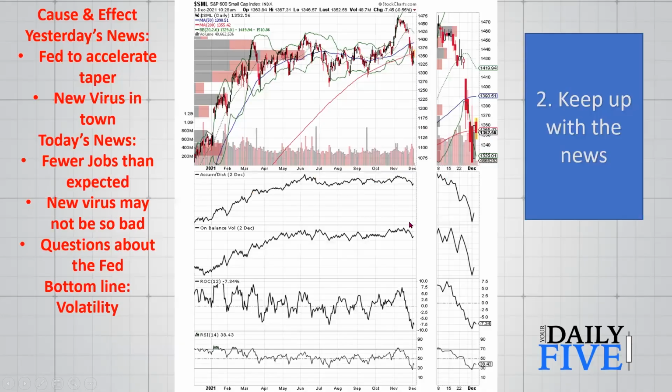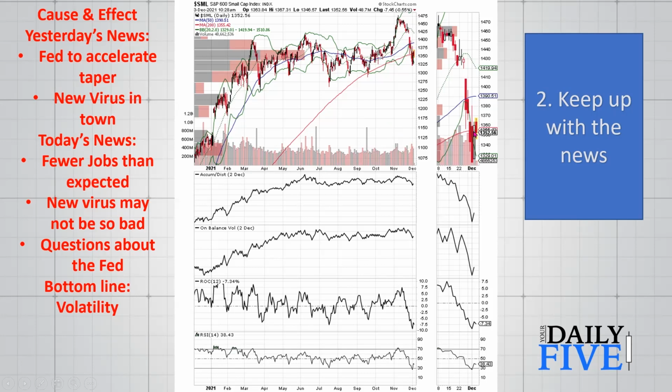Now, the news cycle is an important part of what goes on during corrections. And so we want to look at the cause and effect. For example, yesterday's news: the Fed was going to accelerate taper. There's a new virus in town. So what we see is the small cap stocks were trying to consolidate. They took a huge hit down here. Okay. Now, today's news: fewer jobs than expected. New virus may not be so bad. Questions about the Fed are, what are they going to do? Are they going to continue that taper, or are they going to slow things down and not taper?